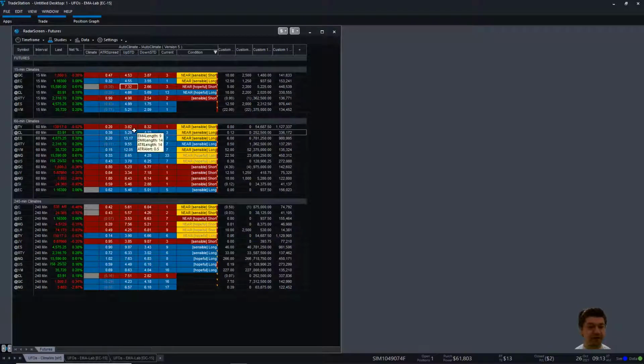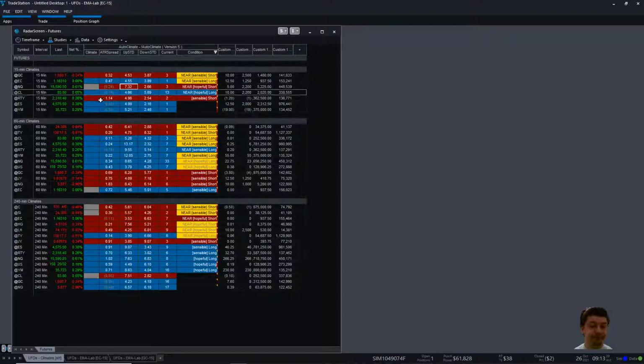Now the reason why I'm looking at the climates right now is because I believe right here we have NQ. See, it's a near hopeful short, but in a negative ATR and in an unconfirmed climate. I would like to see it in the next 2 minutes get confirmed so I can jump on it. So let's see what's going to happen.